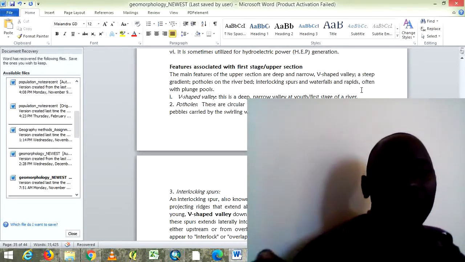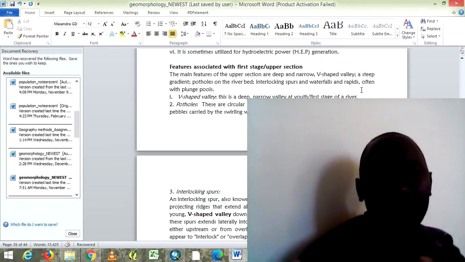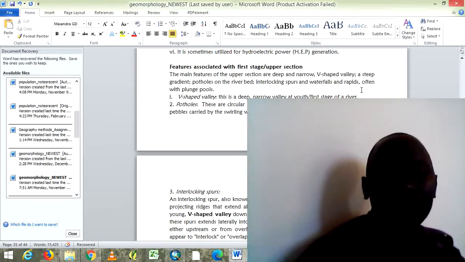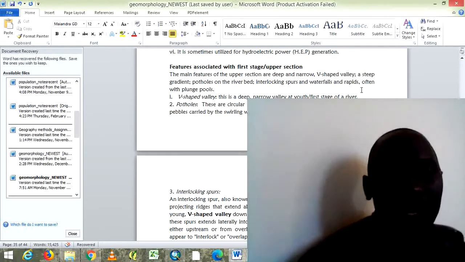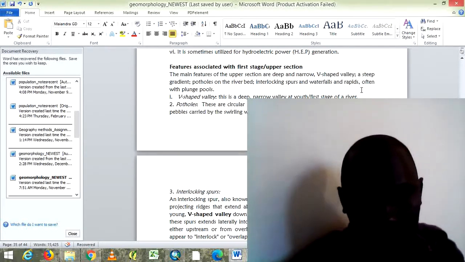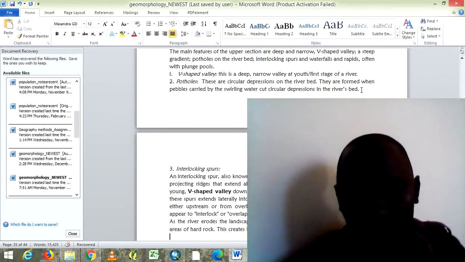Sometimes they tend to appear like they are meanders, but the reason you call them interlocking spurs is because they don't form on a flat terrain. Meanders form on flat terrain, interlocking spurs form in a rugged terrain, and that's why we're using the term projecting ridges that extend alternately from the opposite sides of the wall of a young V-shaped valley. So those are interlocking spurs.